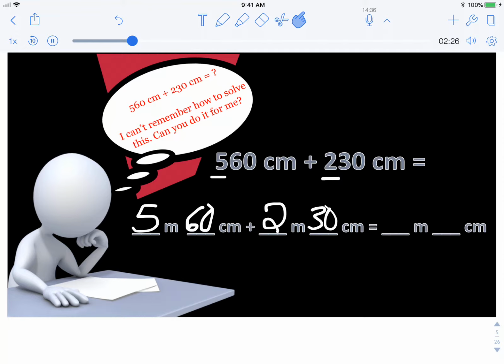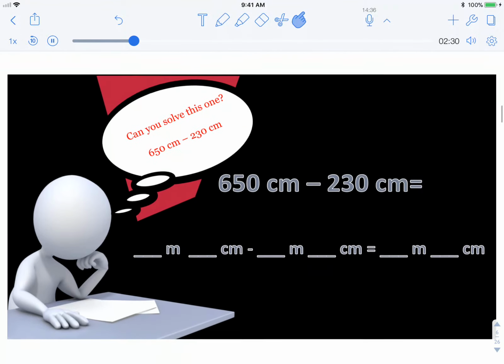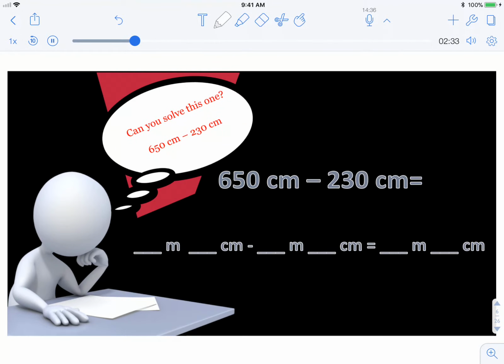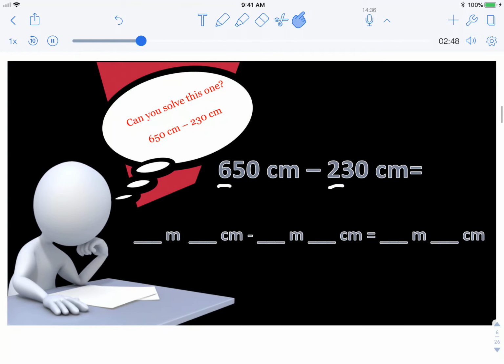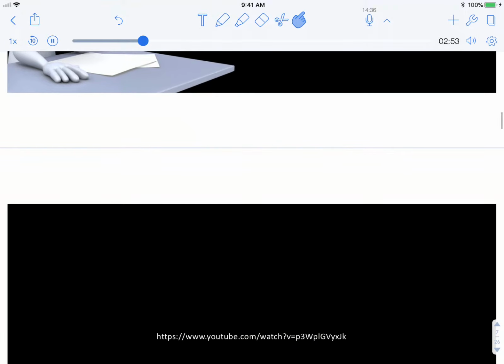Okay, let's look at the next one. Can you solve this one? Once again, you're going to look at your hundreds place to see how many meters are in each number. You might be able to do this one in your head even. Looks fairly easy. Just make sure you put the numbers in the right blanks. Okay, pause and move on when you're ready.